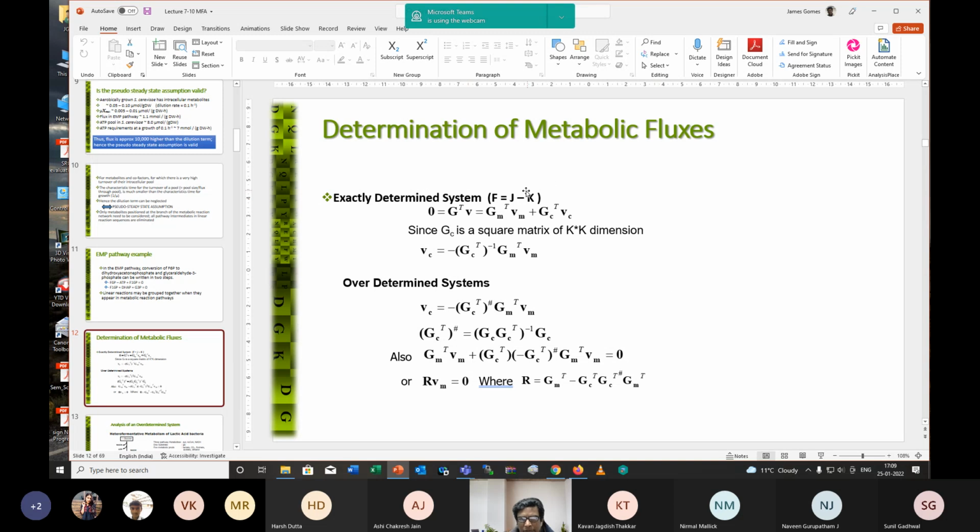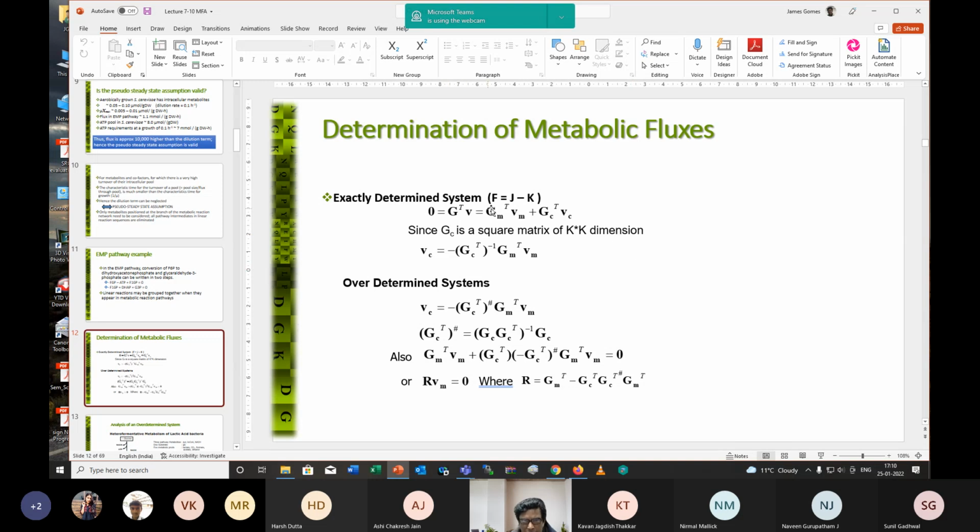Now, there are three situations that appear. One is the exactly determined system where F is equal to 0. Then you have the overdetermined systems where F is greater than 0, and then the underdetermined systems where F is less than 0. The last case, of course, you can't solve unless you have other equations coming in, but the other two cases you can easily solve.